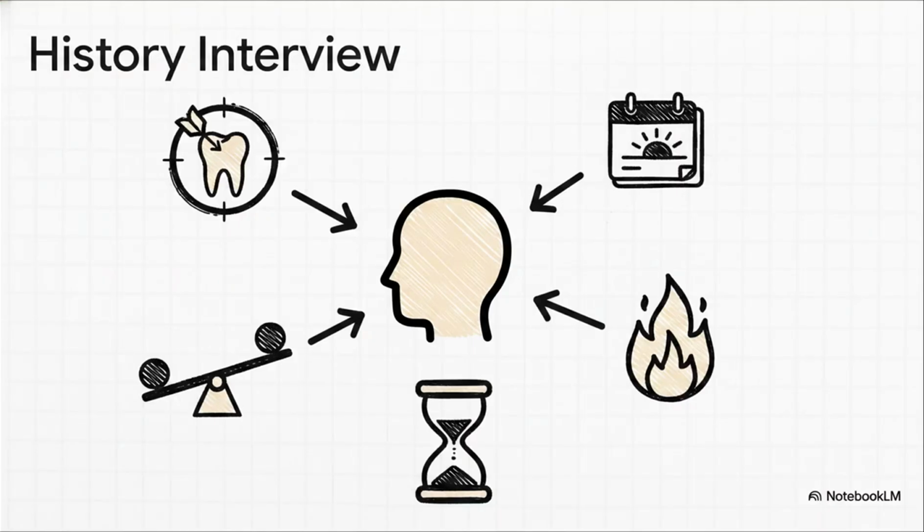Once you have those initial clues, you've got to filter them through these 5 fundamental pillars of questioning. This gives you the exact chronology of their pain. Localization, can they actually point to the tooth? Commencement, when exactly did this start? Intensity, are we talking a 2 or a 10? Provocation and attenuation, what triggers it and what gives them relief? And finally, duration. Does that pain linger?